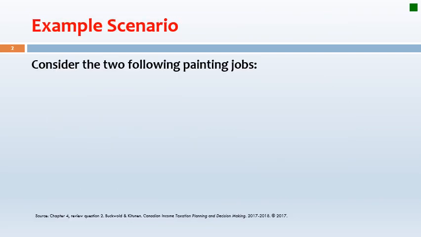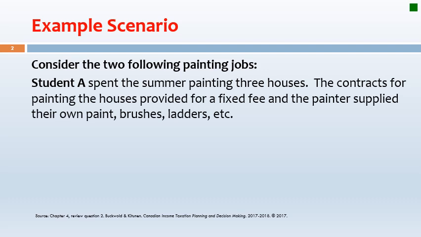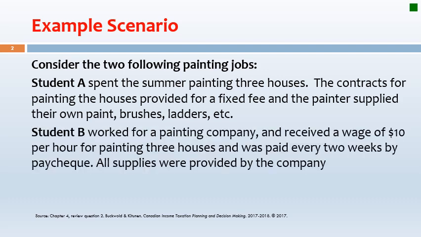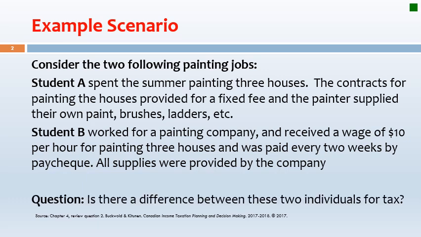Let's take a look at the following scenario in which two students get jobs painting houses for the summer. Student A spends the summer painting 3 houses. The contracts for painting the houses provide for a fixed fee, and the student supplies their own paint, brushes, ladders, etc. when performing the work. Student B works for a painting company and receives a wage of $10 an hour. They're paid every 2 weeks by paycheck, and all the supplies are provided by the painting company in this case. So is there a difference between these two individuals as far as taxes are concerned?